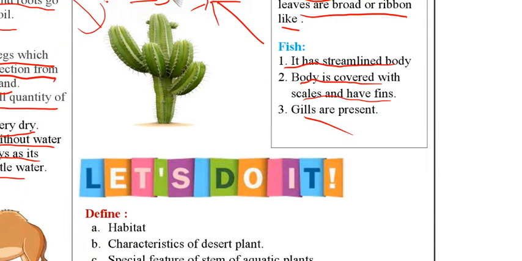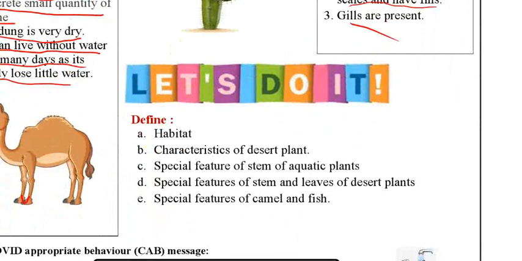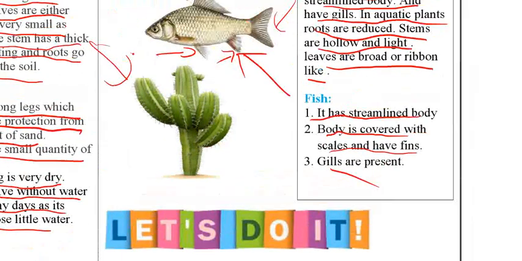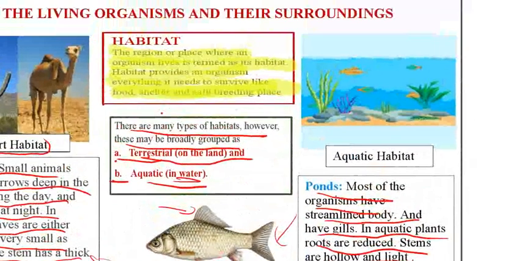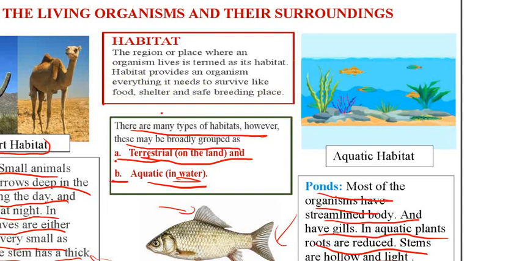Now here we have some questions to do. First is define habitat. We will take the answer from the worksheet only. You can see here, habitat is the region or place where an organism lives, is termed as its habitat. Habitat provides an organism everything it needs to survive, like food, shelter and safe breeding place. So this is the answer.